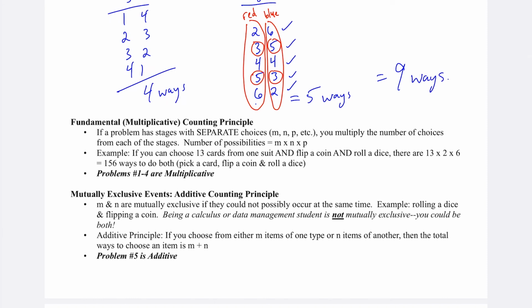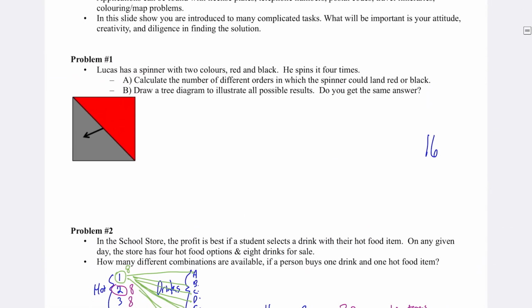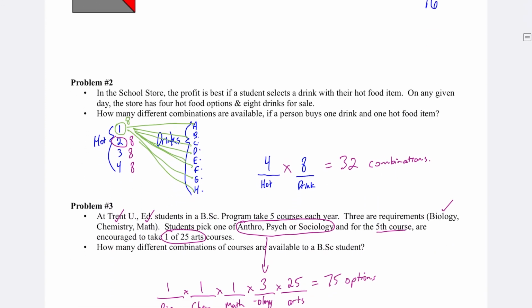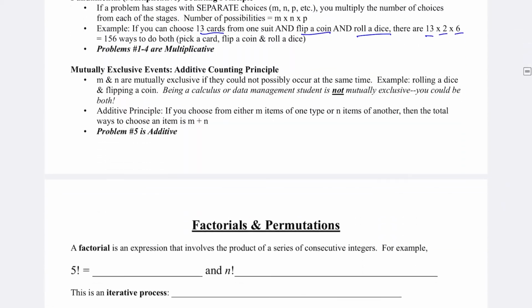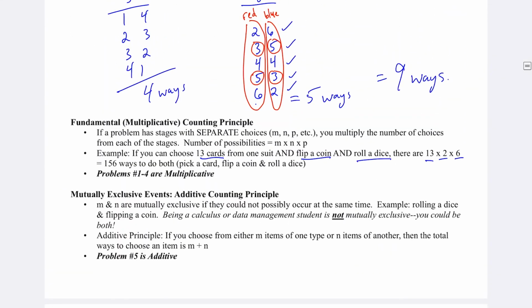So the concept for today is, if a problem has stages with separate choices M, N, P, etc., you multiply the number of choices from each of the stages. The number of possibilities is M times N times P, and you can keep going on. Example: if you choose 13 cards from one suit and flip a coin and roll a die, there are 13 times 2 times 6. There are 13 cards, there's a coin, which has 2 options, and there's a die, which has 6 options, which gives you 156 ways to do all three. Problems numbers 1 through 4 today: Lucas and the school store, Trent University, and this visually impaired question, the Braille question, are all multiplicative.